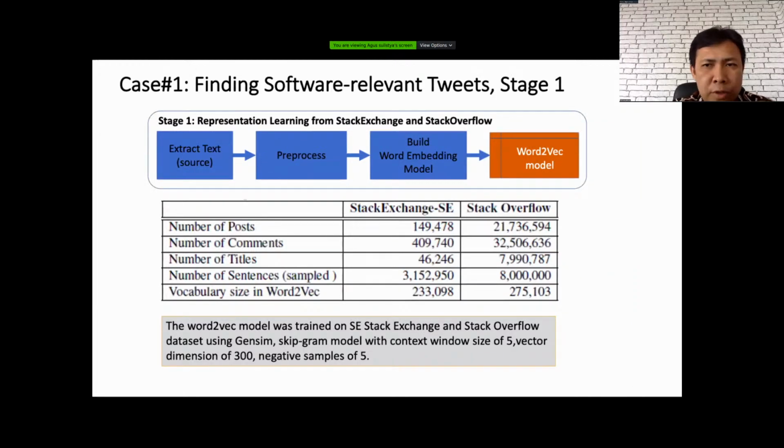So take a look at the first use case that we want to solve. The task is finding software relevant tweets. In the first stage, we extract data from Stack Overflow and Stack Exchange and represent them in word embedding models. We use the Software Engineering Stack Exchange dataset since it has many software engineering related terms. The dataset itself consists of around 150K posts, while the Stack Overflow data consists of around 21 million posts in total, and we sample around 8 million of them.